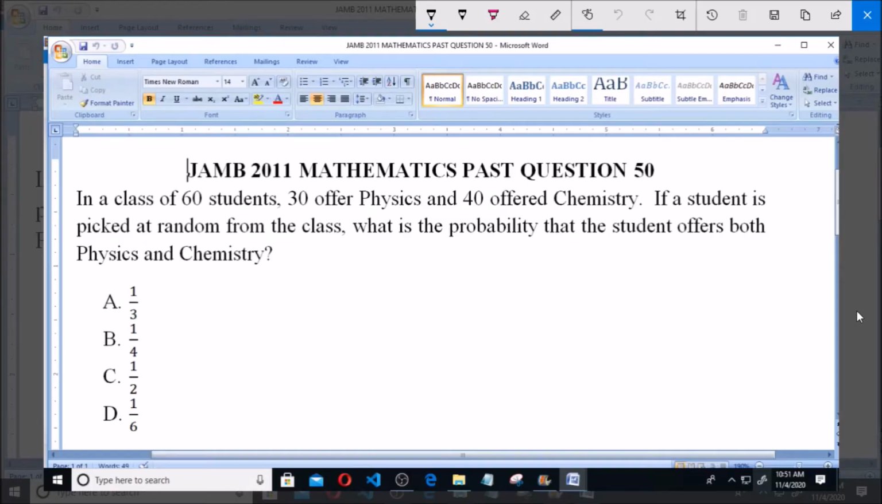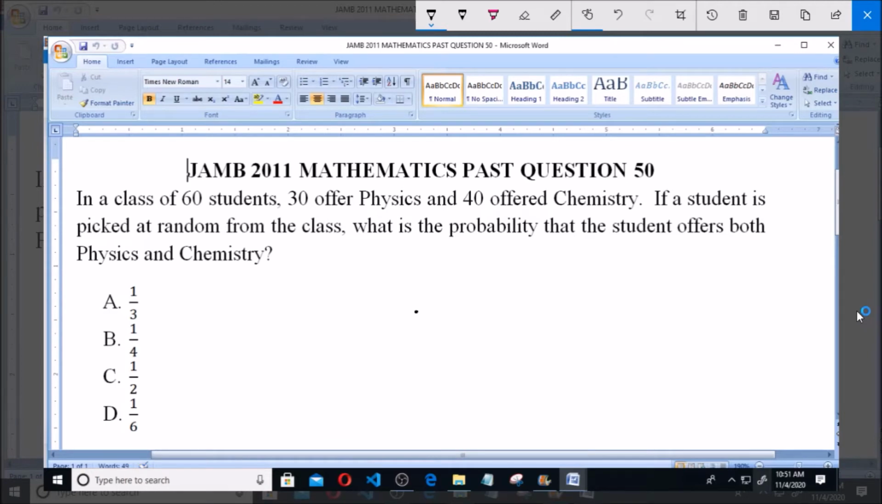I'll be answering JAMB 2011 Mathematics Past Question 50. In a class of 60 students, 30 offer physics and 40 offer chemistry. If a student is picked at random from the class, what is the probability that the student offered both physics and chemistry? Option A says 1 over 3, B 1 over 4, C 1 over 2, and D 1 over 6.